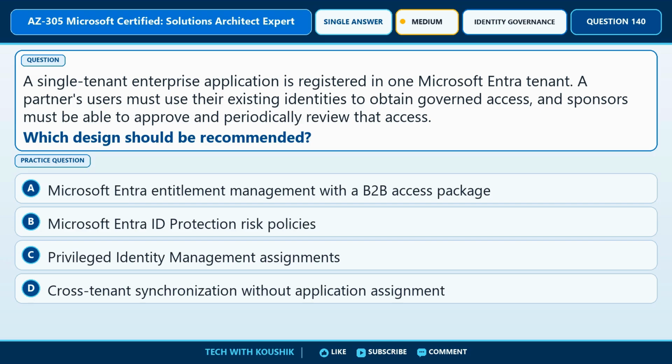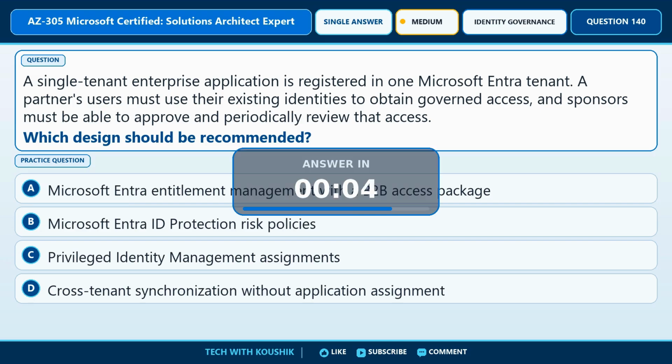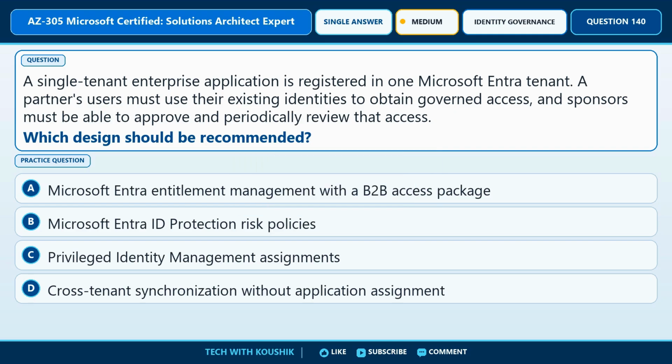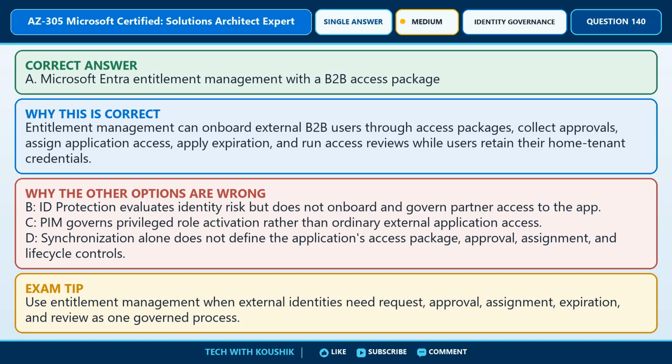Compare the following options. Choice A, Microsoft Entra Entitlement Management with a B2B Access Package. Choice B, Microsoft Entra ID Protection Risk Policies. Choice C, Privileged Identity Management Assignments. Choice D, Cross-Tenant Synchronization without Application Assignment. The best answer is option A, Microsoft Entra Entitlement Management with a B2B Access Package.